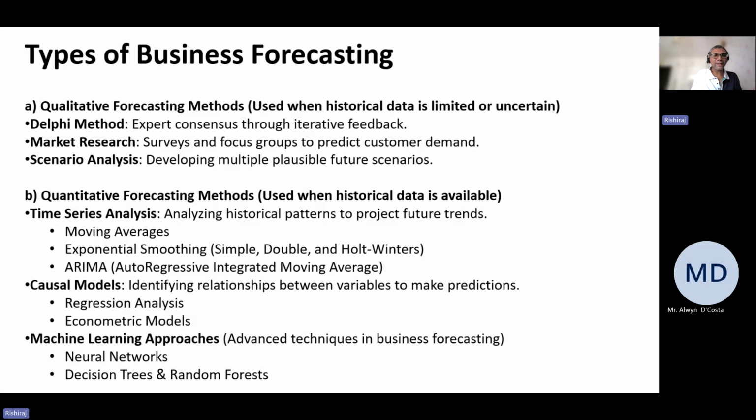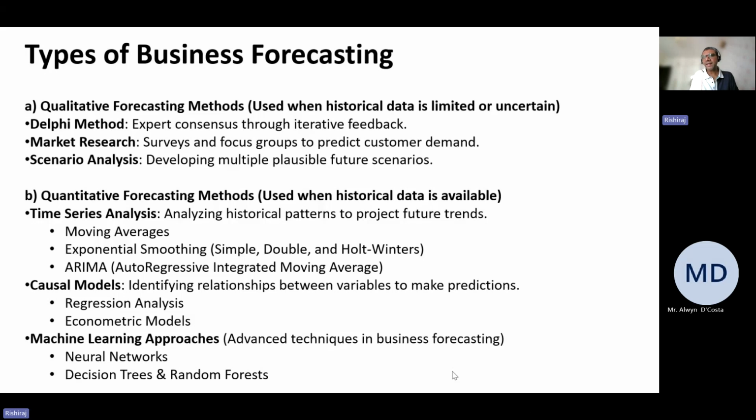And there are more complicated machine learning approaches used in conjunction with computer science and technology. So we have artificial neural networks, we have decision tree analysis, we have the random forest algorithm arising out of decision tree analysis. So these are advanced techniques in business forecasting. So today when I say AI, we basically talk about machine learning, deep learning, and that leads to the behavior of that entity called artificial intelligence.